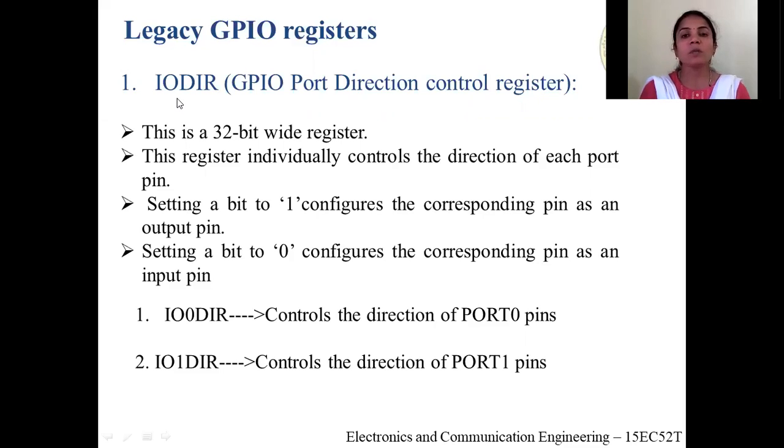By default, all pins act as input pins. If you want to set any pin on the port as an output pin, we have to configure 1 on the corresponding pin. That is, setting a bit to 1 configures the corresponding pin as an output pin. Setting 0 configures the corresponding pin as an input pin. By default, all pins act as input pins. If you want to use any pin as an output pin, you have to configure a binary value 1 on that pin by using the IODIR register.